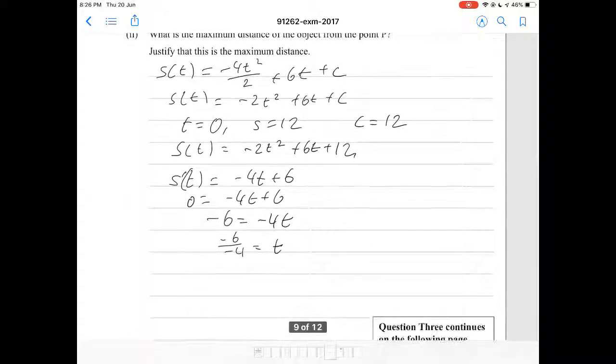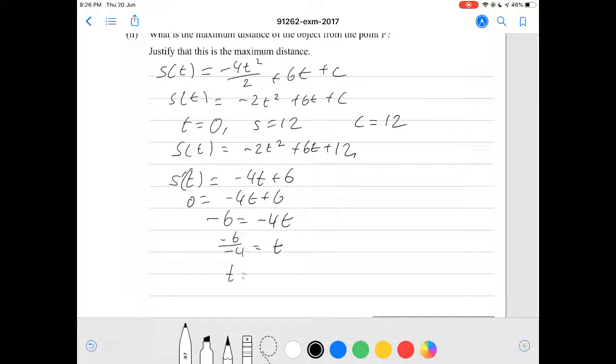So that should give us t equals, negative 6 divided by negative 4, 1.5. T equals 1.5 seconds.